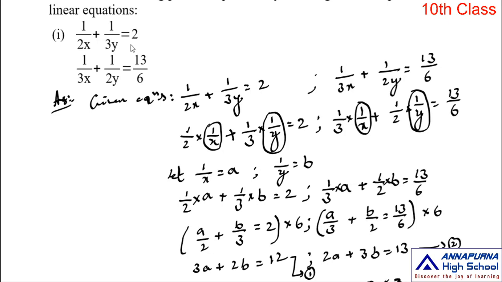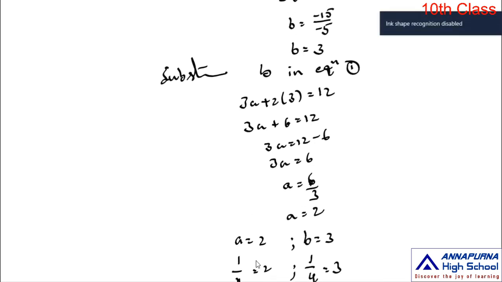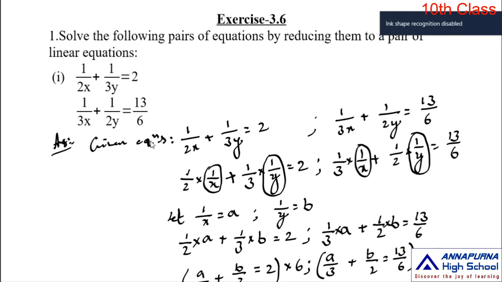1 by 2x plus 1 by 3y is equal to 2 and 1 by 3x plus 1 by 2y is equal to 13 by 6. Here the required solution is x is equal to 1 by 2 and y is equal to 1 by 3. So this is the process to solve a pair of equations reducible to a pair of linear equations. Here we introduce two variables a and b. We choose these a and b values as per the nature of the given two equations. Every time we do not take a as 1 by x and b as 1 by y. Depending on the nature of the given two equations, we choose a and b values.